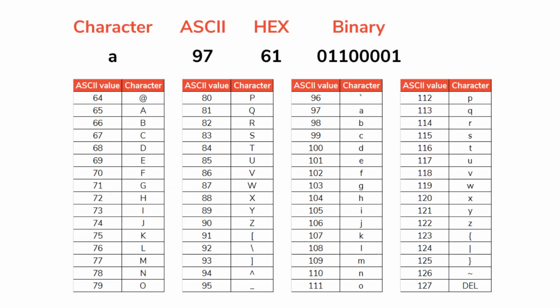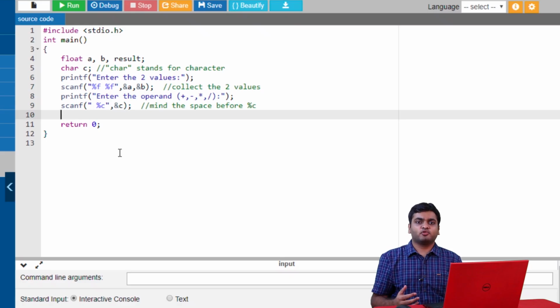For example, when you type A on your keyboard, the computer reads it as 01100001. This is 61 in hexadecimal value and 97 in ASCII code. We'll further discuss this in future episodes. Another thing to note is the comment written in line 9. I have left a space before %c. I'll explain why it's very necessary after finishing this code. For now, let's get back to coding.